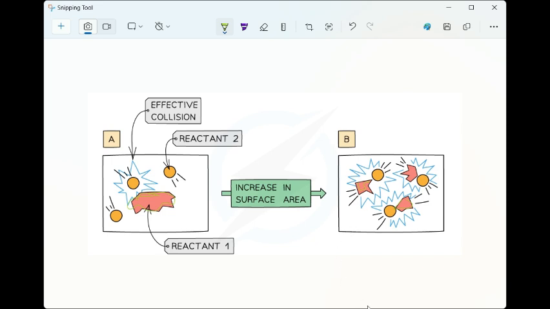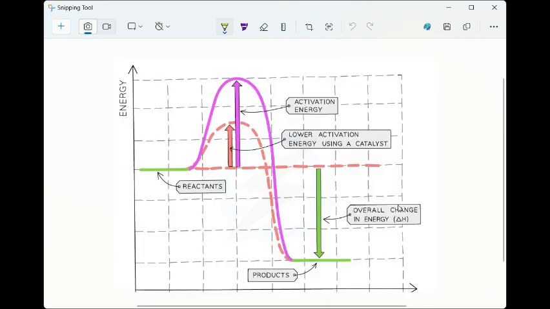Again, always link it to collisions. If you're not mentioning collisions in a rate of reaction question, you're finished. It's over. Your life is finished. I'm going to say it again because it's just that important. For a reaction to take place, the reactant particles must collide with enough energy.